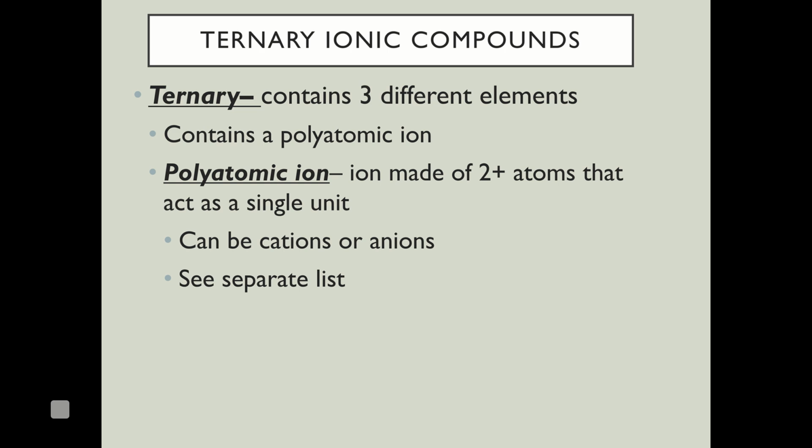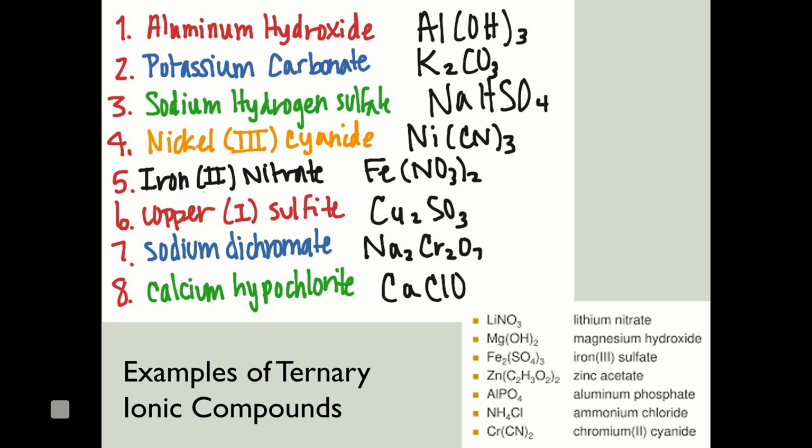This means you have a polyatomic ion. Remember, a polyatomic ion is an ion that has 2 or more atoms in it that has an overall charge. This can be cations or anions. We will give you what they look like, and we will give you the name of them. So you just need to be able to use it.